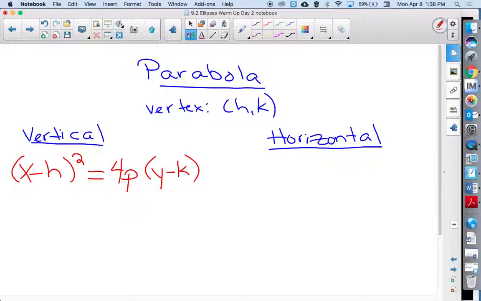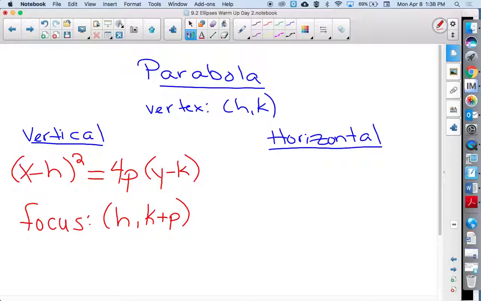The p is the distance it takes you to go from the vertex to the focus, which is the next term right underneath. If it's a vertical graph, the y value is the part that's being added with p. So y is k plus p, because the distance from the vertex to go up to the focus is a distance of p units.